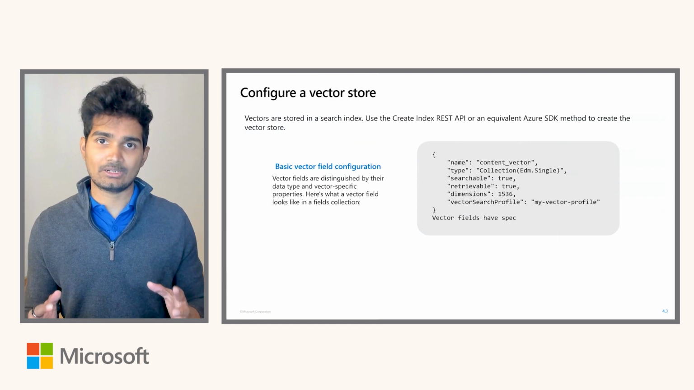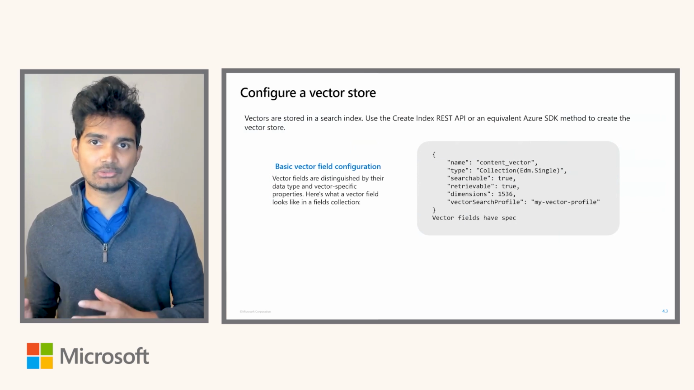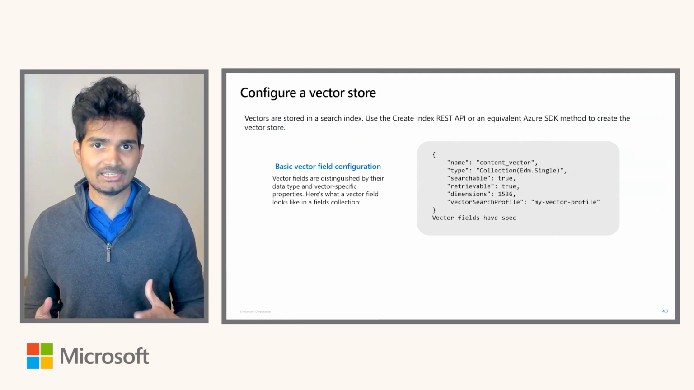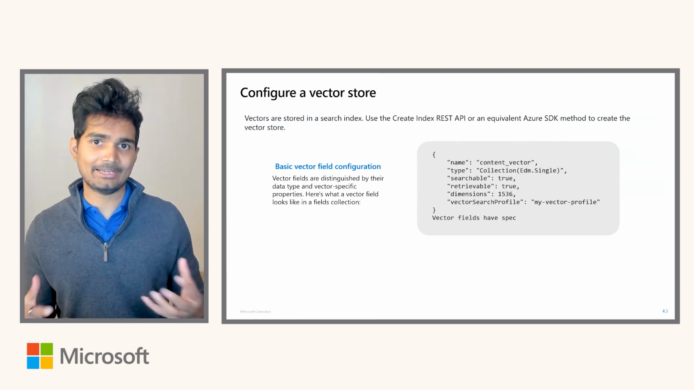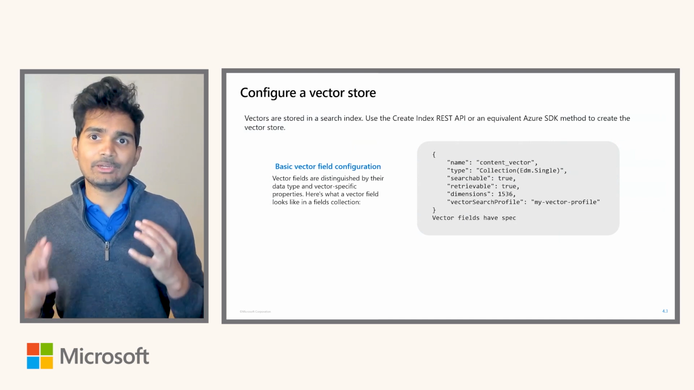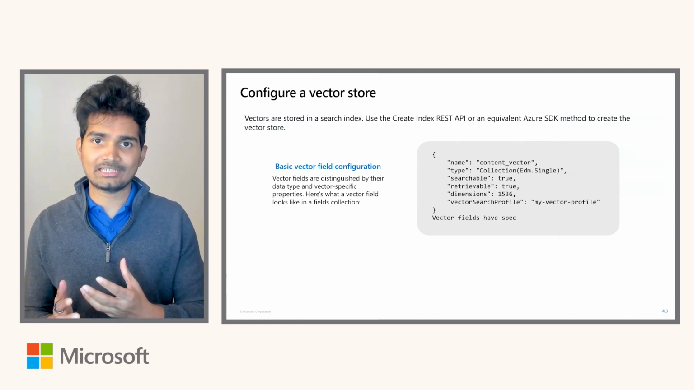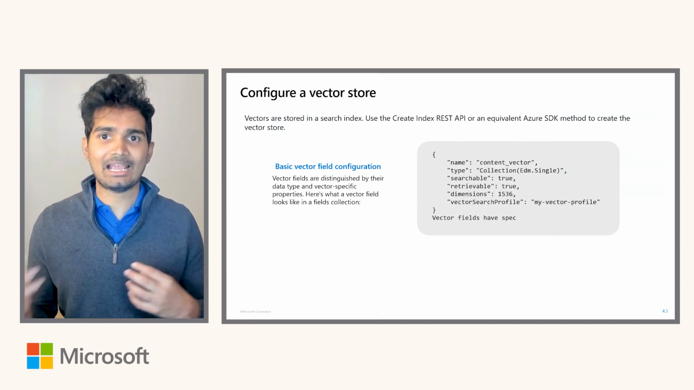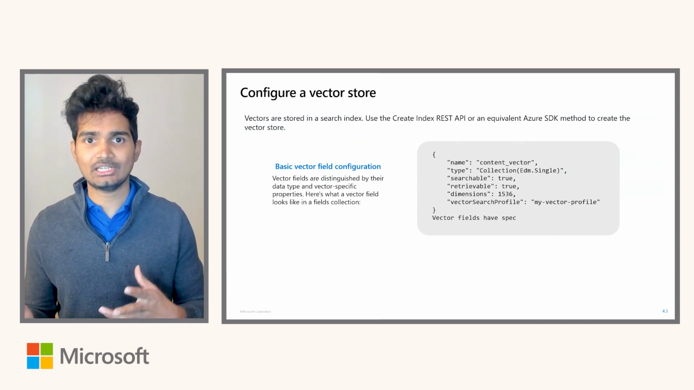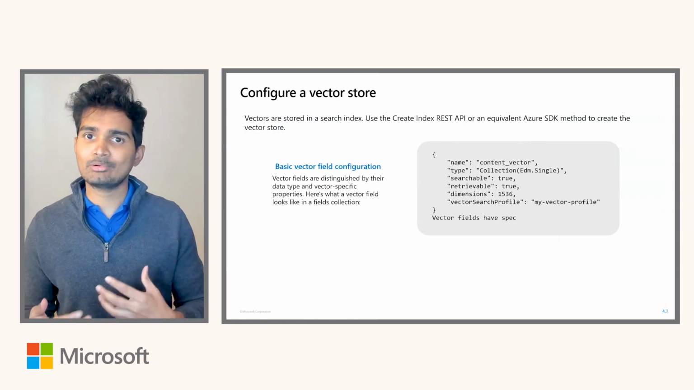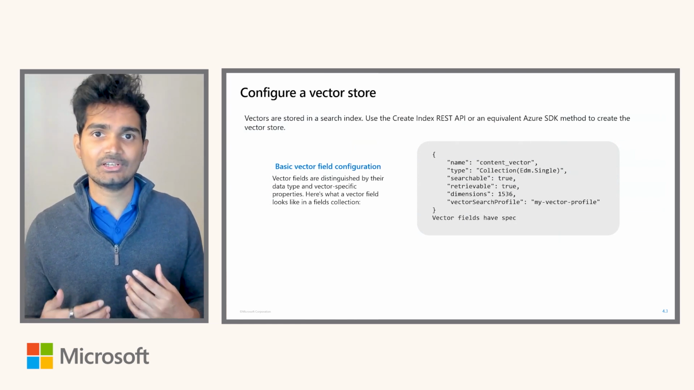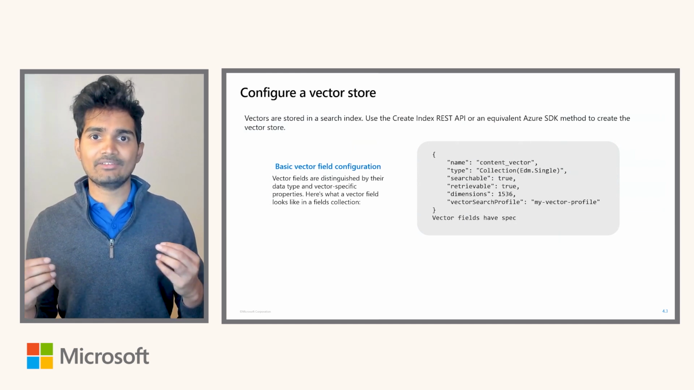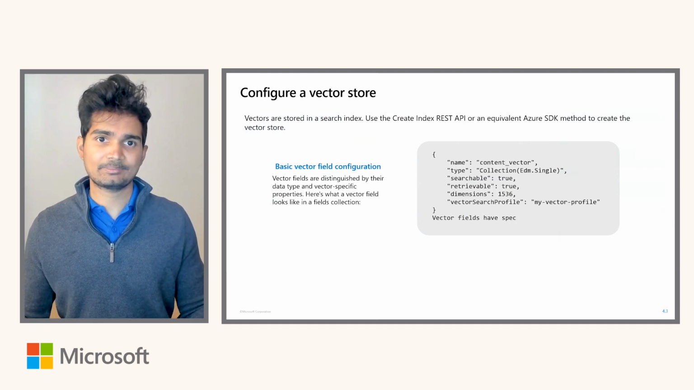For RAG to work, we need a vector store. A vector store in Azure AI Foundry is a specialized database designed to store and manage vector embeddings, which are numerical representations of data. These embeddings are used in various AI applications, such as search and retrieval, to improve the accuracy and relevance of results. In the example displayed on the screen, the fields have specific data types.